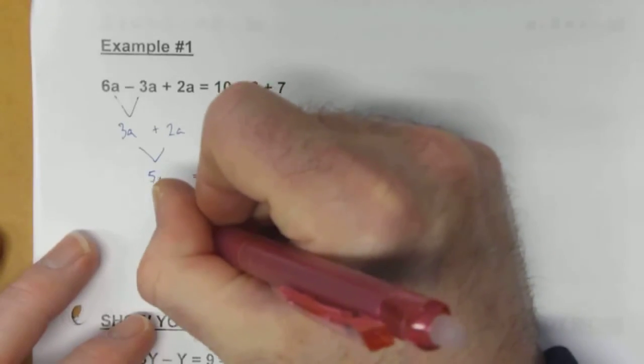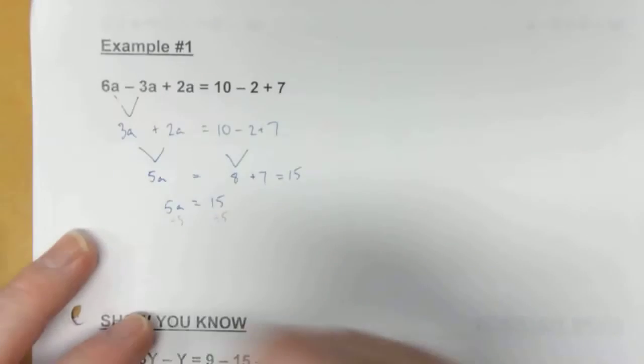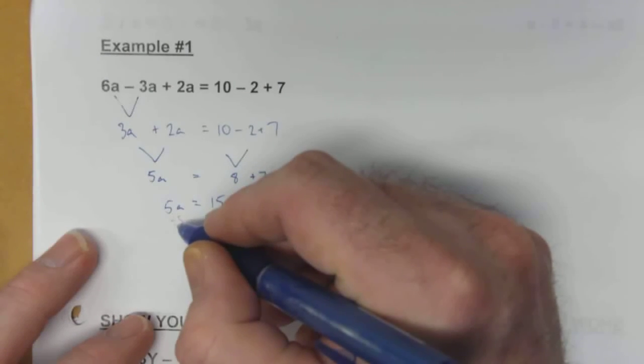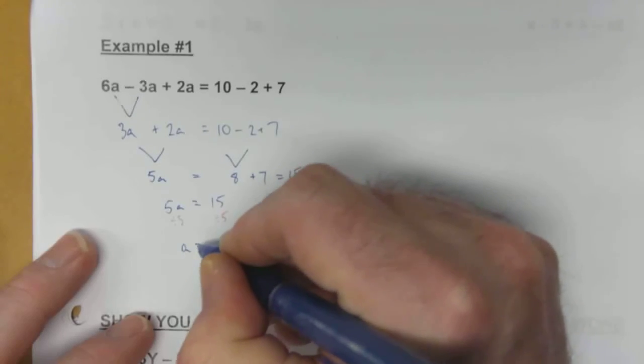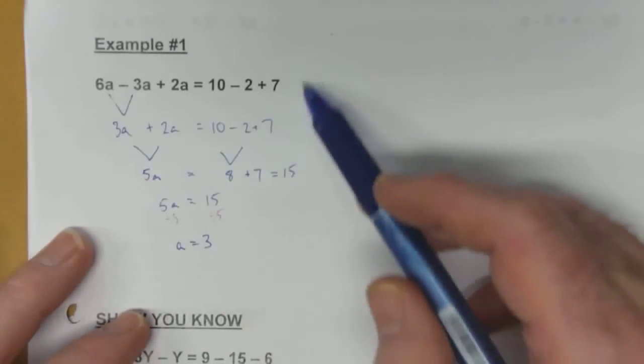So we're going to divide the left by 5, we're going to divide the right by 5, and that means that this becomes 5 divided by 5 is 1, so this is 1a, or just a, and 15 divided by 5 is 3. So that is the solution to this long equation.